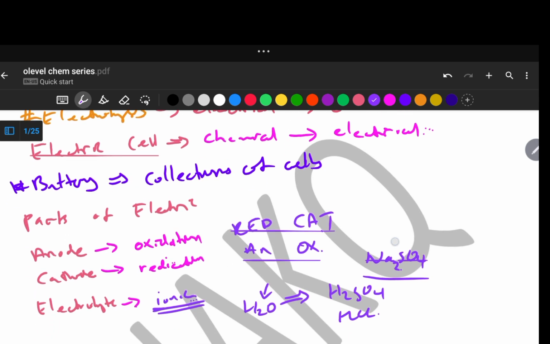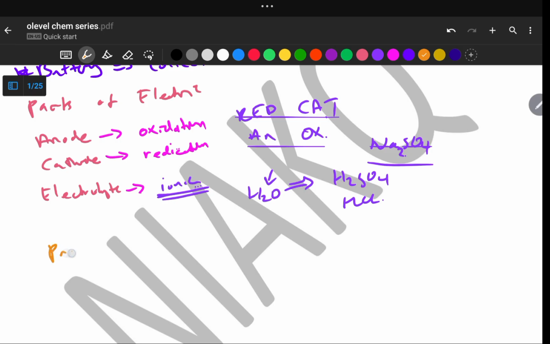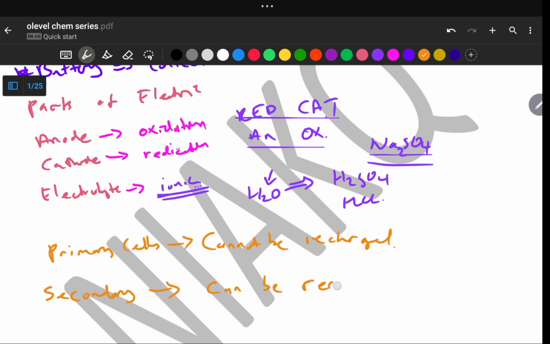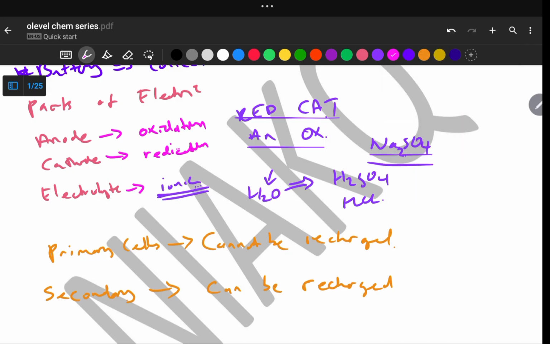So for now we want to dissect the electric cells. So we have two types of cells. We have what you call the primary cells, and then we have what you call the secondary cells. So these are the two types of electric cells. So a primary cell is defined as a cell which cannot be recharged. And then a secondary cell can be recharged. So we must understand the differences, right? Are we together, guys?